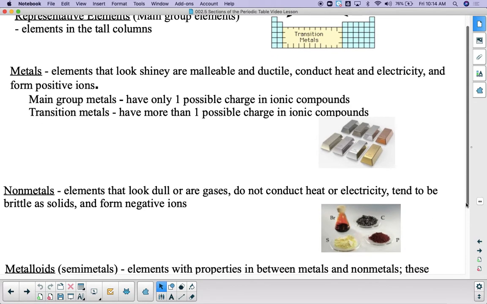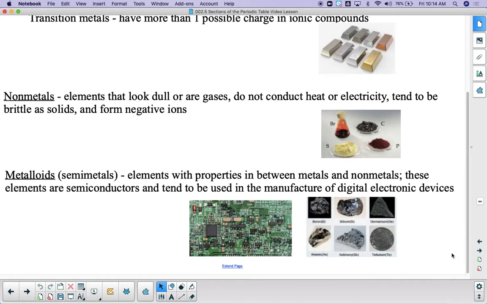By contrast, the nonmetals are elements that look dull and don't conduct heat or electricity. In their solid form, they tend to be brittle, and a lot of them are actually gases at room temperature, things like nitrogen and oxygen. I've included a picture here of some of the nonmetals that are solids or liquids at room temperature. In between the properties of nonmetals and metals, we have the metalloids or the semimetals. These elements are important because they are used to make semiconductors. Semiconductors are used in the manufacture of digital electronic devices like cell phones and Chromebooks and all these things that make digital learning possible.